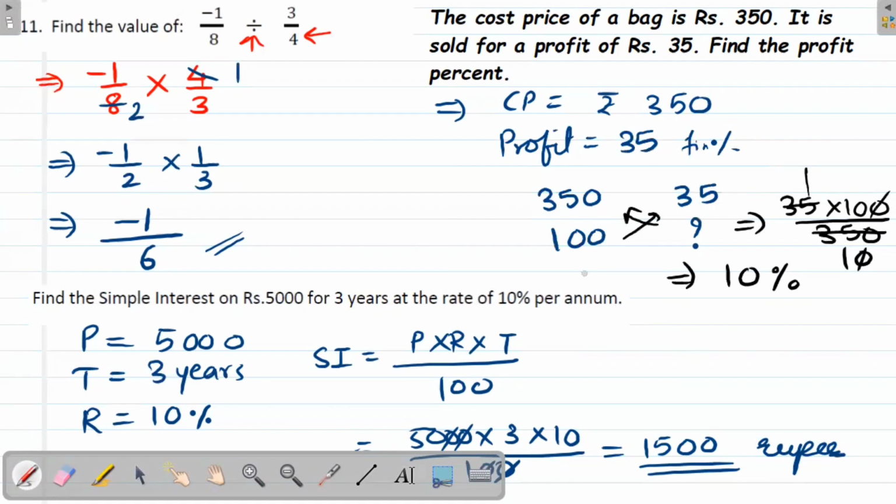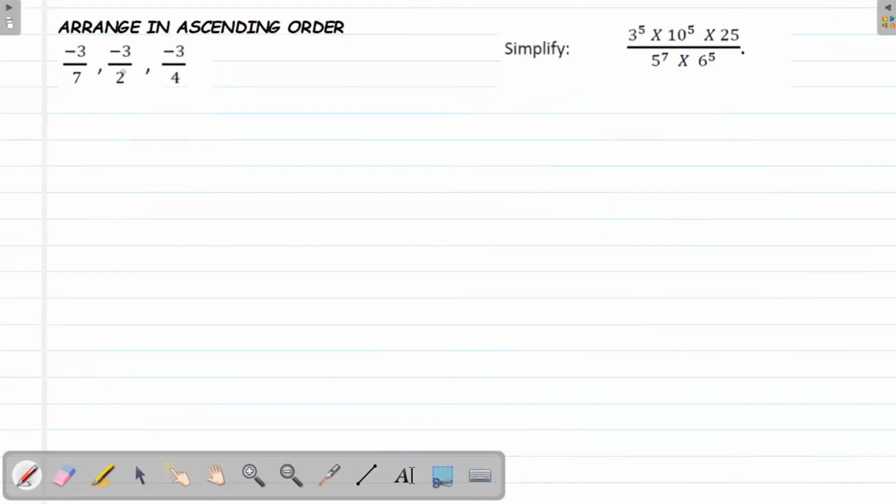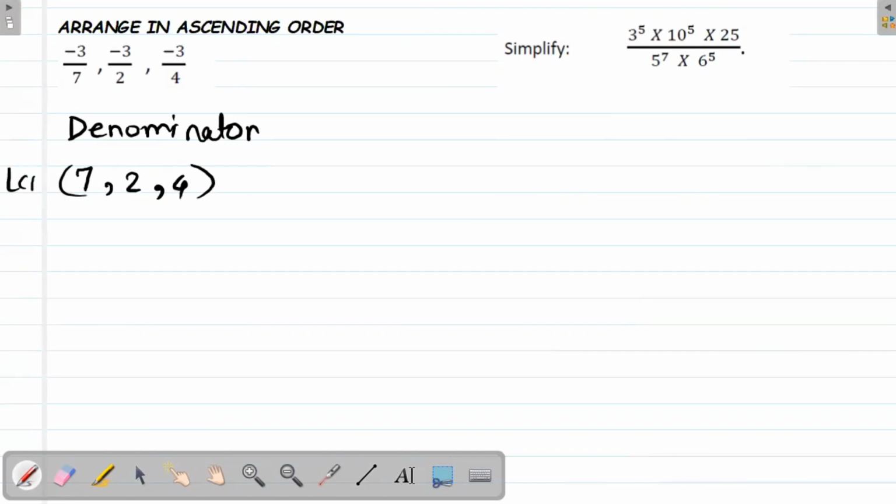Now moving to the next question. Arrange these numbers into ascending order. Now we know that for arranging numbers into ascending order, the denominators should be the same. But in all of these rational numbers, the denominators are 7, 2, and 4. So first we will take the LCM of them.